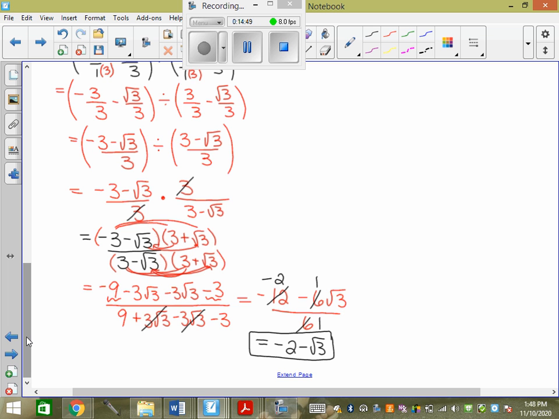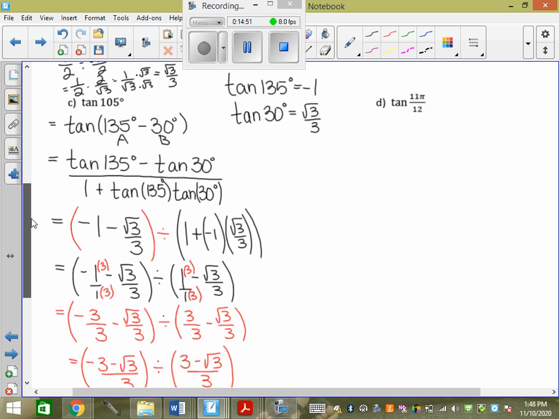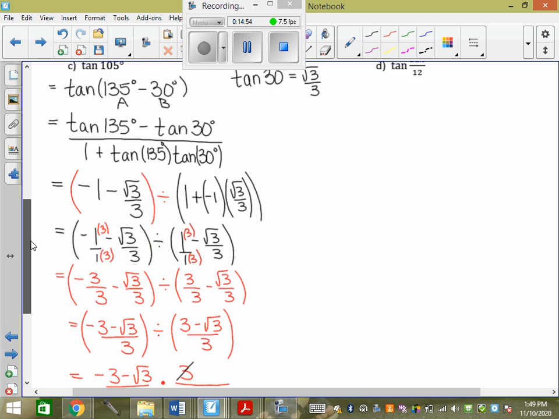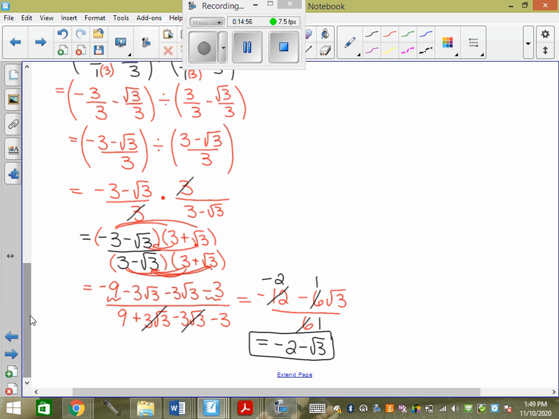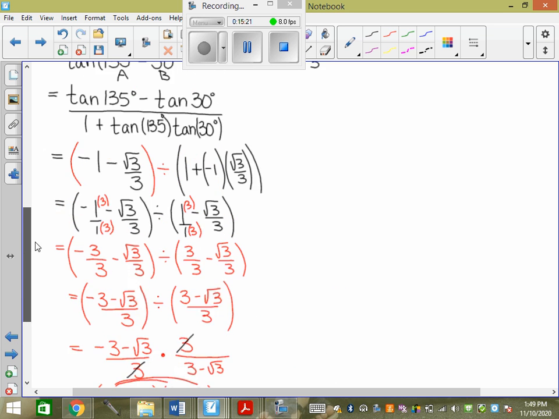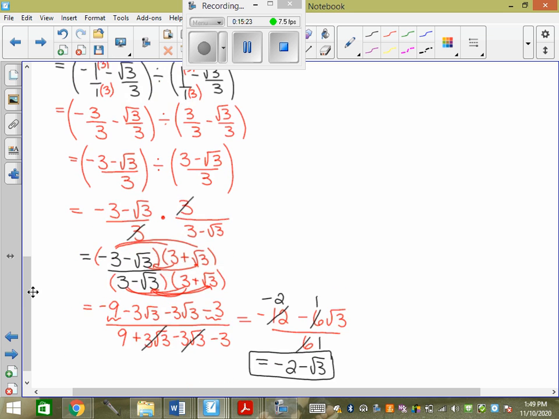Now, if I typed into my calculator, I'll come back to that in a second. If I typed in tan 105 in degree mode, and then type in negative 2 minus root 3 into your screen. And what do you get? Same thing? So you know you're right. This is obviously the ugliest thing you can be given, but expect that it could be something you can be given.